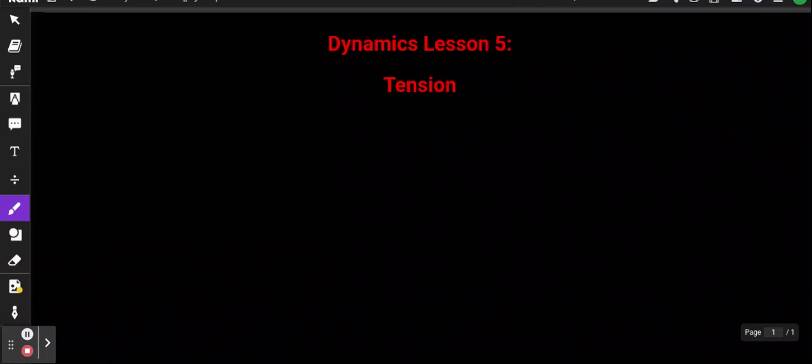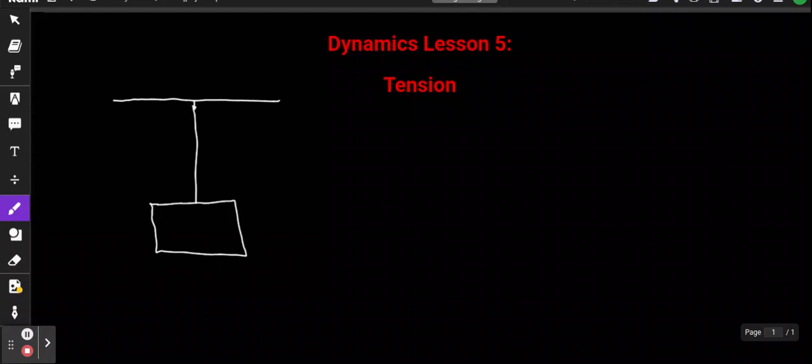Hi everyone! In today's video, we're going to be going over the force of tension and some practice problems with tension. So tension is the internal force that occurs in a rope or cable, and it's due to the resistance of that rope being pulled apart due to a force. So for example, if I had this rope holding a mass, this mass is in equilibrium and it's not moving because of the force of tension, which we label as T.